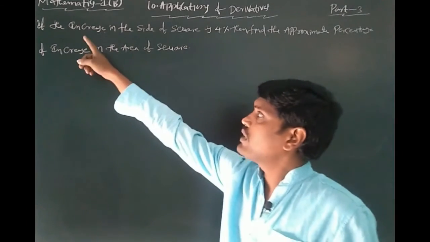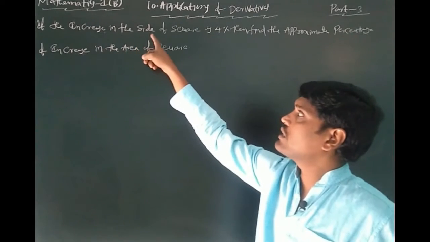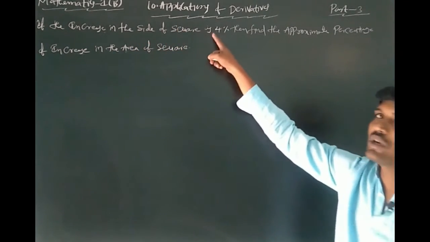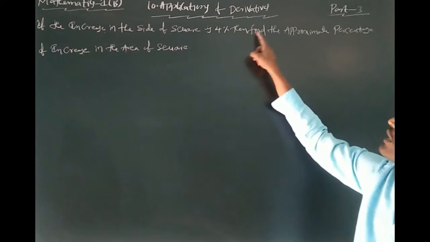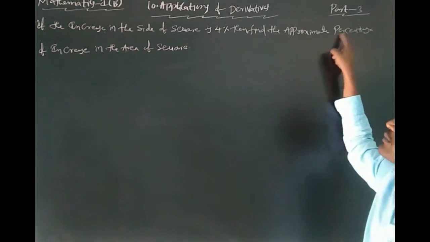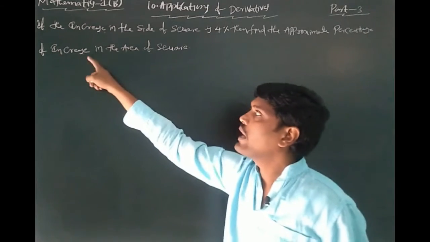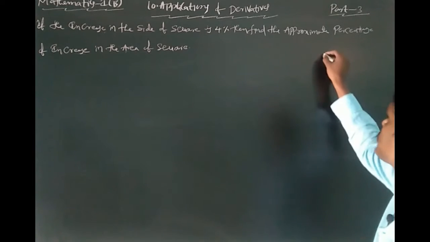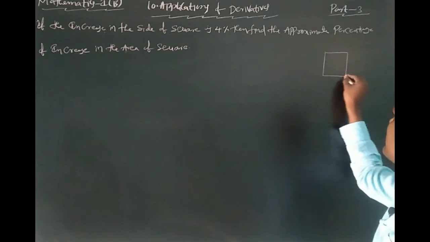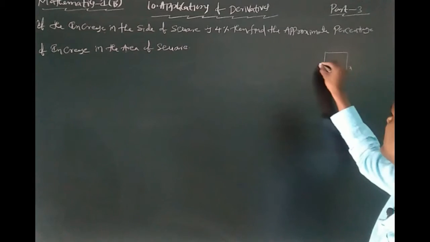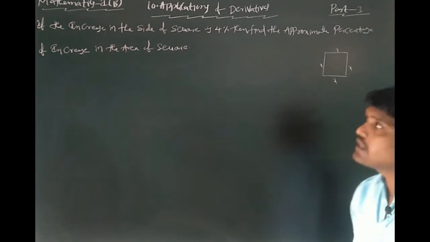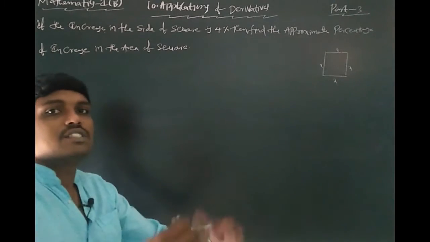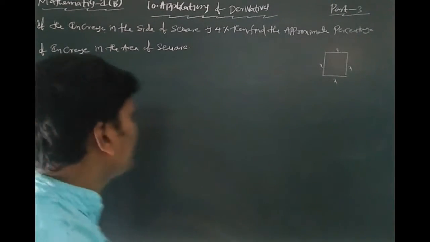What is the first problem? If the increase in the side of a square is 4%, then find the approximate percentage of increase in the area of the square. Suppose a square is given. Suppose this square's side is x. All sides are x. The increase in the side of the square is given. Increase is nothing but change of side. Change of side of the square is given.